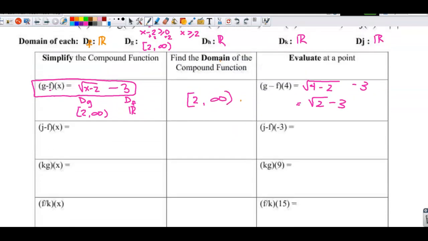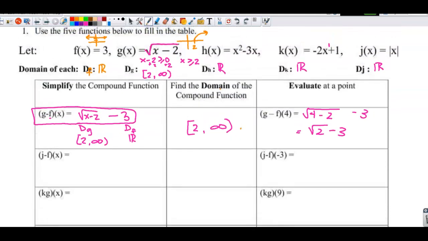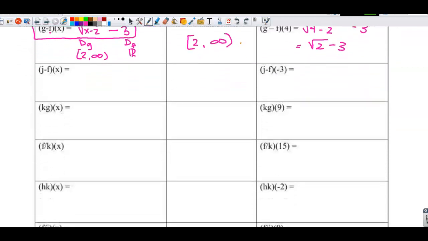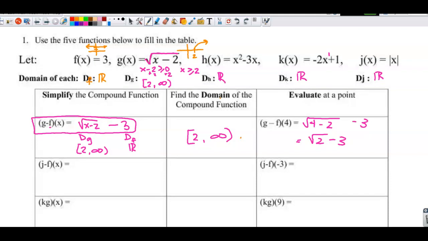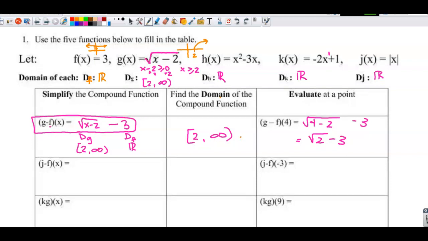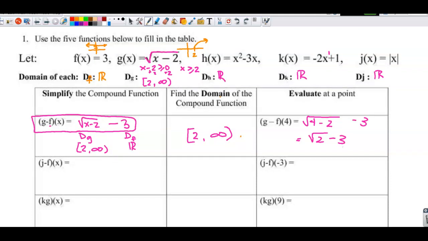All right, j minus f, I'm going to leave that one for you guys to do on your own. K times g. All right, this one's interesting. So K is going to be negative 2x plus 1. And that's going to be times the square root of x minus 2.